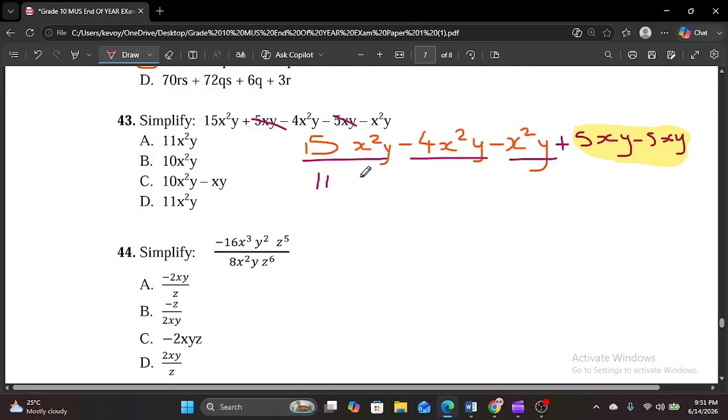And then after subtracting, let's write it down. So 11 x squared y minus x squared y, you're going to be left with 10 x squared y. So treat them as individual terms, and this is 1 term. So we have 10 x squared y. These are the answer right there.